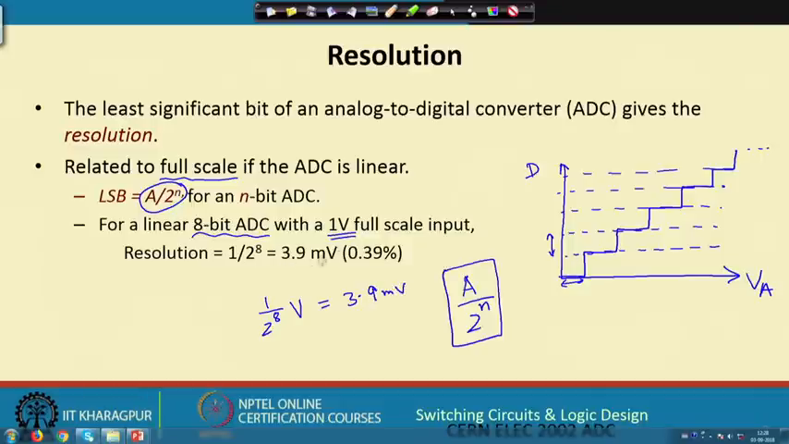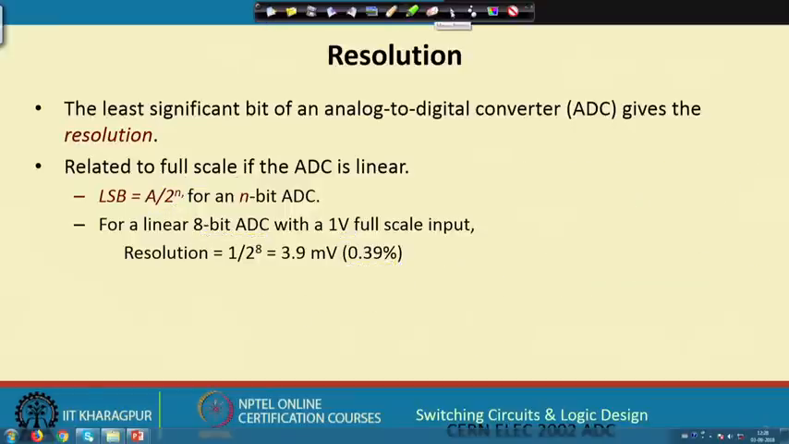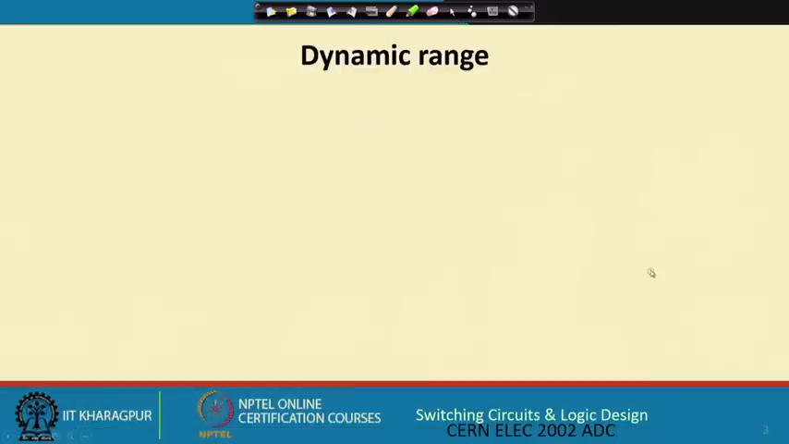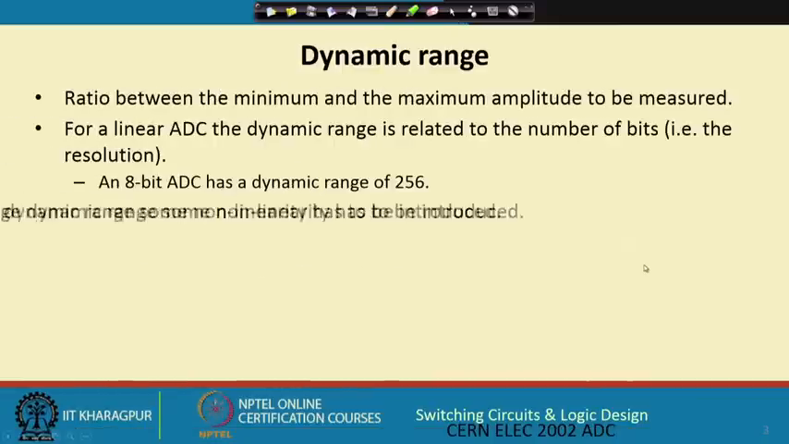And if you multiply by 100, you get it as a percentage. This is what your resolution talks about.